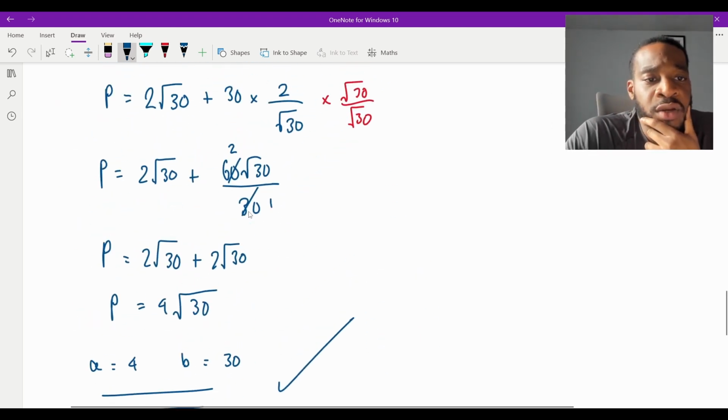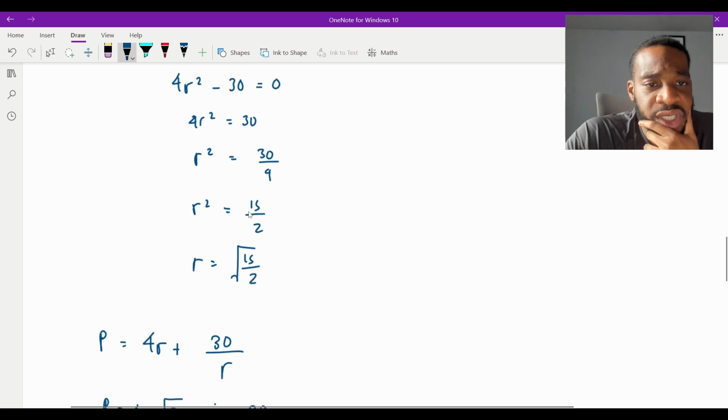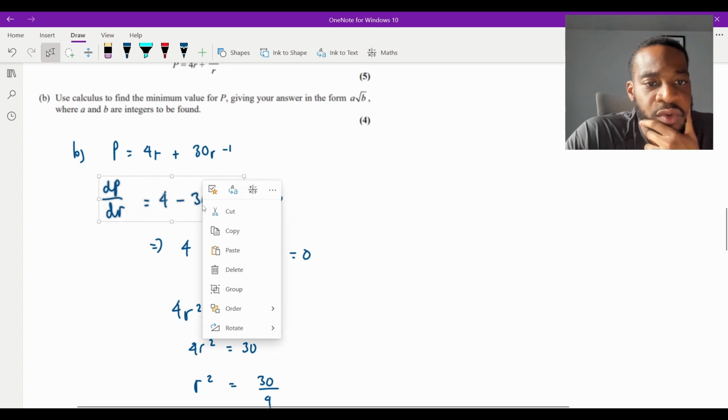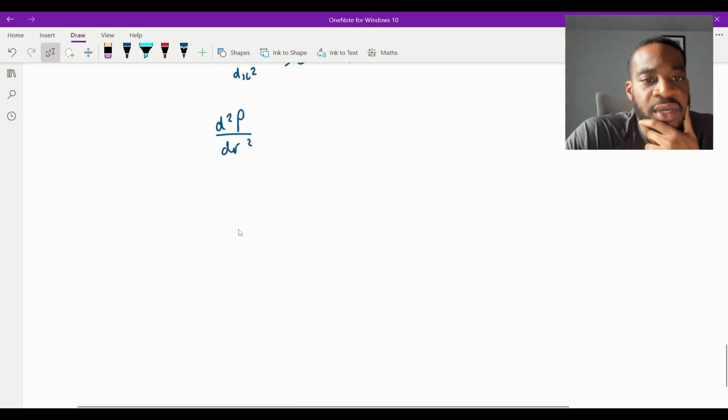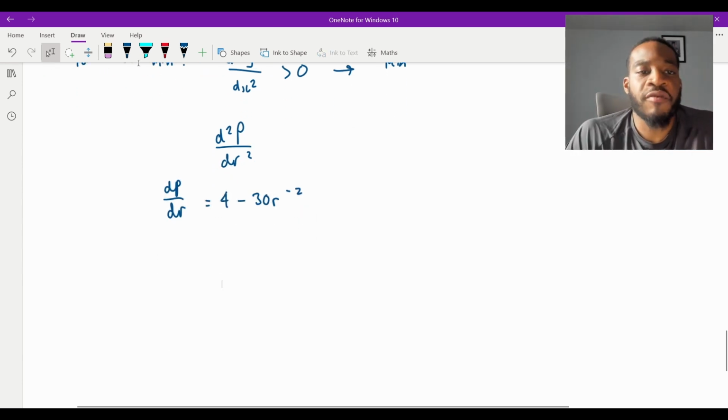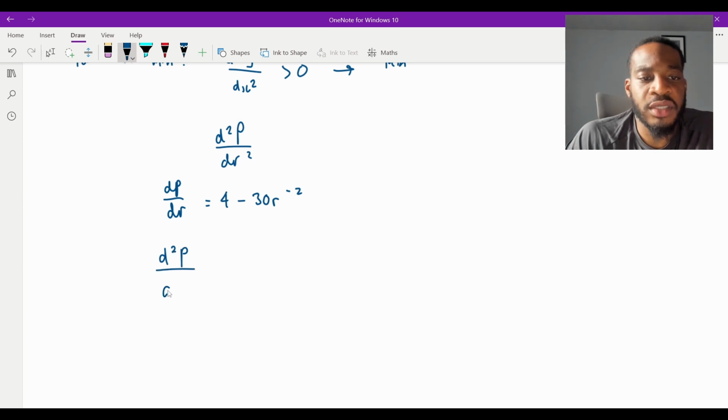So what was dP by dr? It was equal to this expression here, wasn't it? Let me copy this without it being equal to 0. So this one is the dP/dr. Differentiating that again is going to be d squared P over dr squared. That is going to equal, that 4 would go, wouldn't it? And then -2 will drop to the front to be a positive 60, and it'll be r to the -3. Now that's just 60 over r cubed.